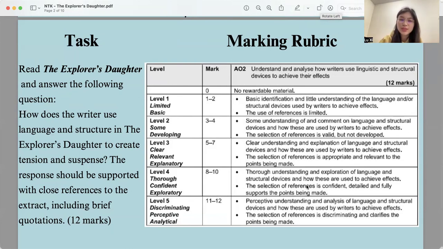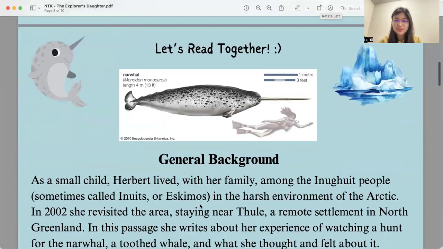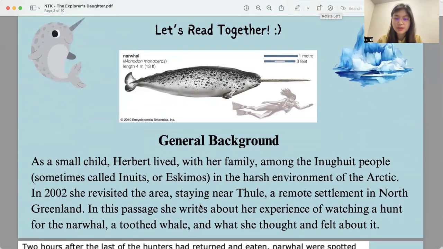So without further ado, let's get started. First of all, the general background. Reading the general background is usually very important before you start reading an article, so that you have a general understanding of what this article is going to be about. So basically, as a small child, Herbert, the author, the writer, lived with her family among the Inuit people. Sometimes they're also called Inuits or Eskimos, in the harsh environment of the Arctic.